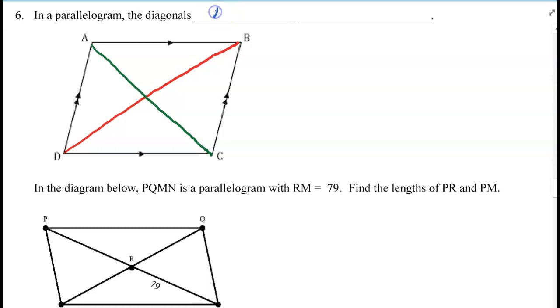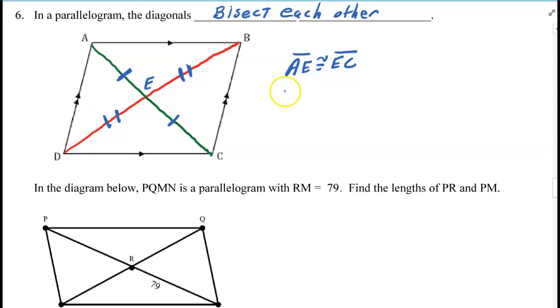So we're going to fill this blank in here. The diagonals in a parallelogram bisect each other. So I'm going to add the single tick mark. I'm going to call this middle point E, and that's a single tick mark. So AE is congruent to EC. Likewise, DE is the same as EB. I'm going to write that down. DE is congruent to EB.